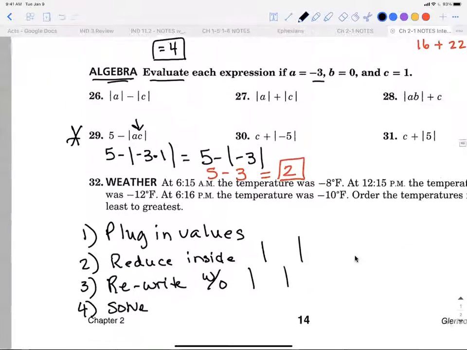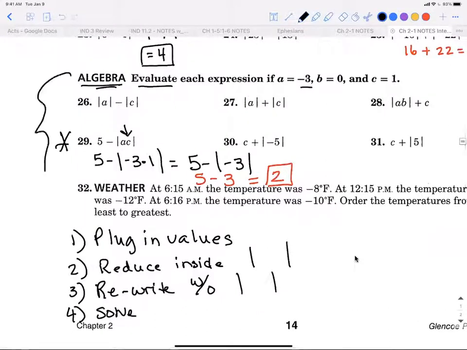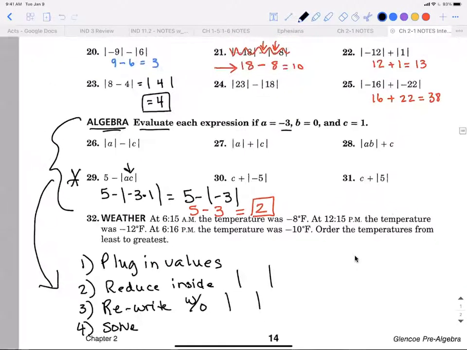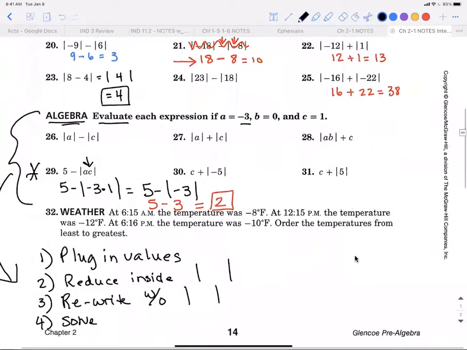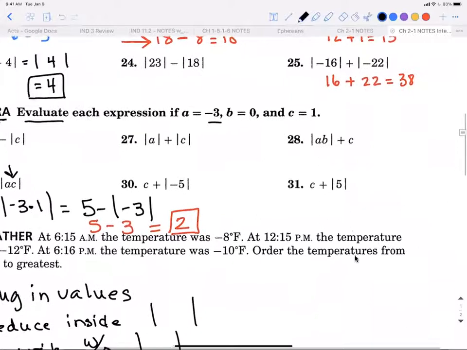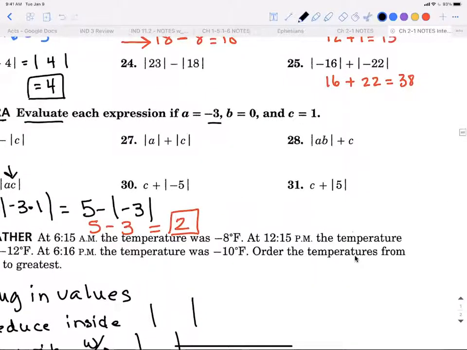Now, this list obviously is for this algebra part right here, where you've got variables. If you don't have variables, you can skip step 1. So in the section above that, you can skip step 1. Okay. Let's do one more like that. If you feel like you have enough in your notes, that's fine. I just want to work another one with you.